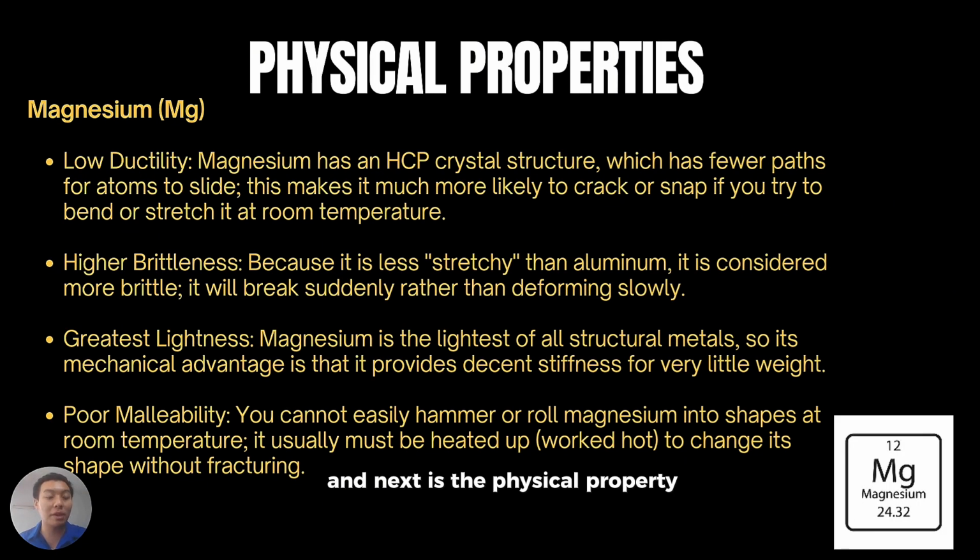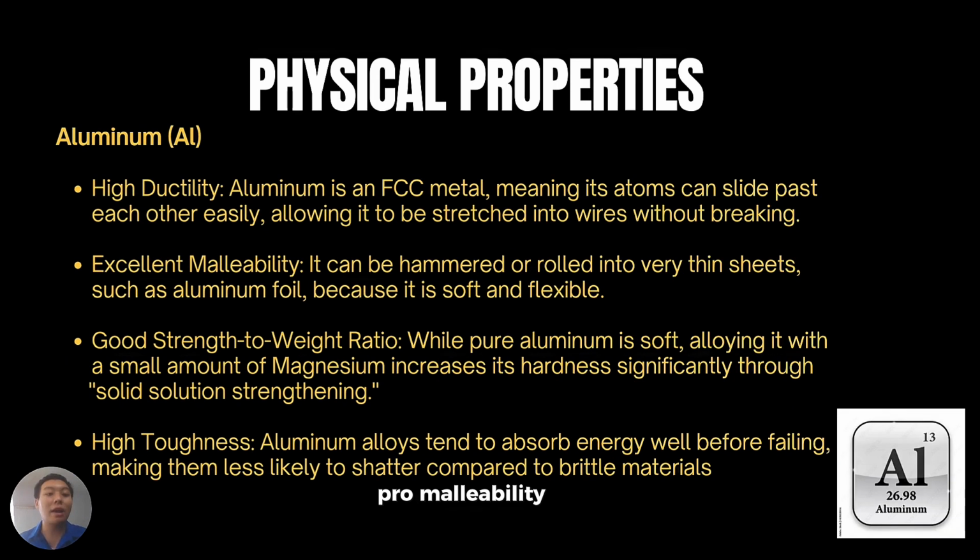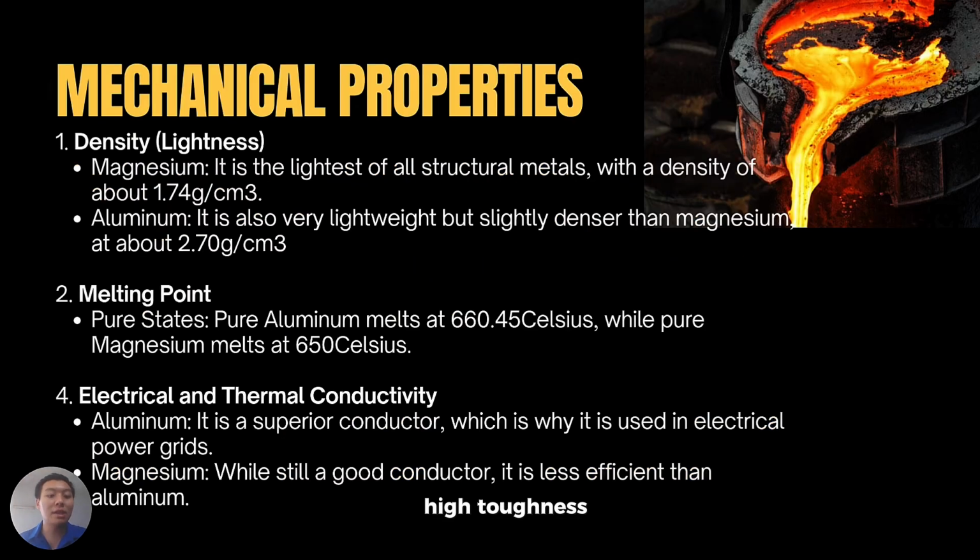And next is the physical properties of magnesium, which are low ductility, higher brittleness, greater lightness, and permeability, and for aluminium, it has high ductility, excellent malleability, good strength to weight ratio, and high toughness. And next are the mechanical properties of magnesium and aluminium, which are the density, melting point, and electrical and thermal conductivity. Please take a look.